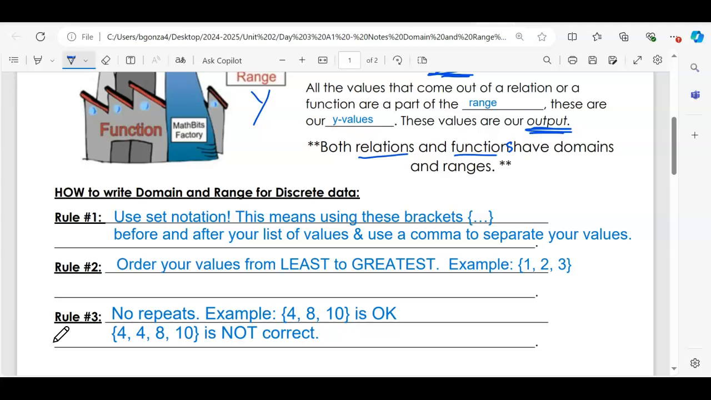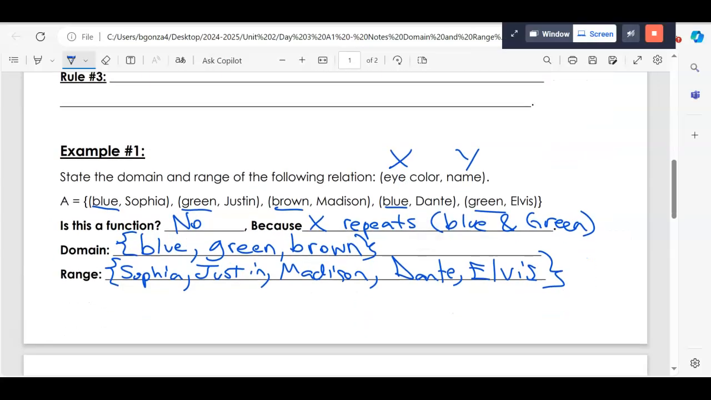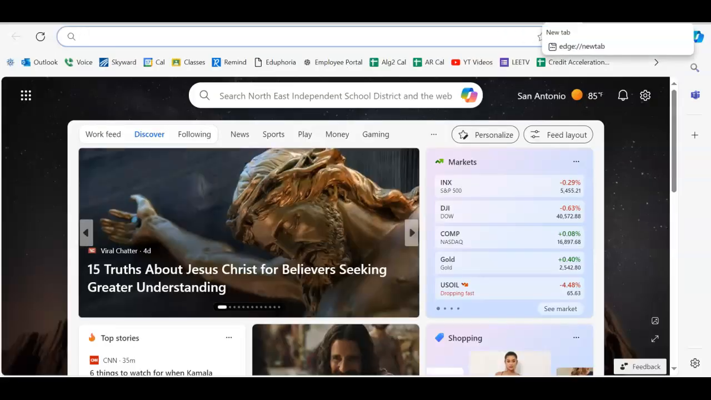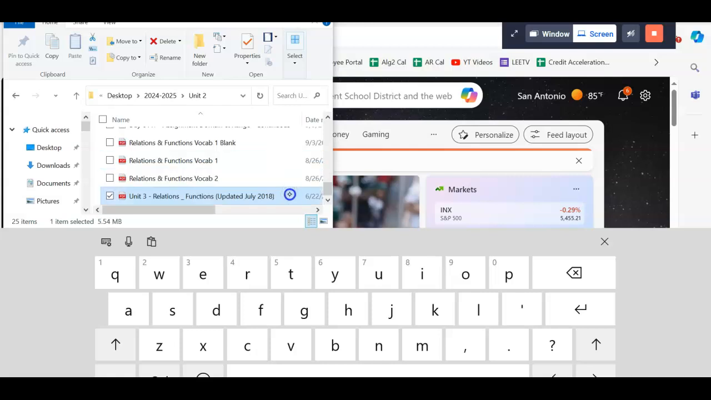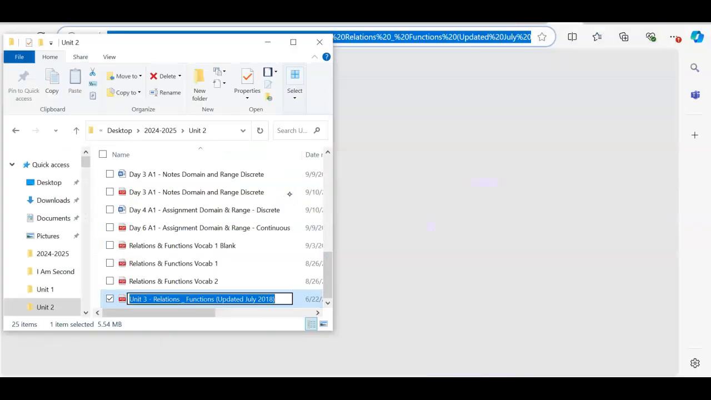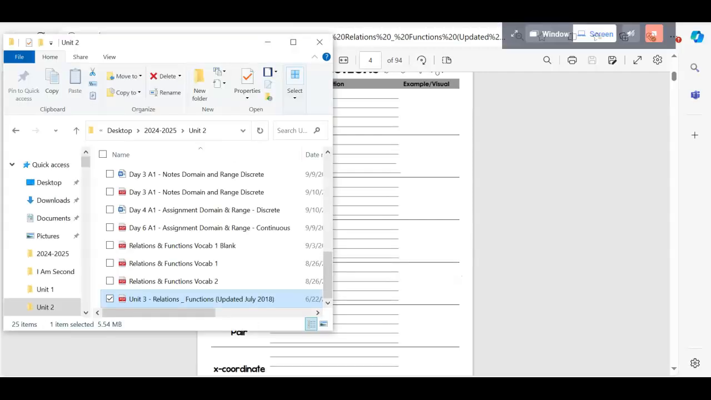Now, if you look at this example at the bottom, kind of weird because it's not, oh my gosh, hold on one second. I'm going to scream. What the heck is going on here?